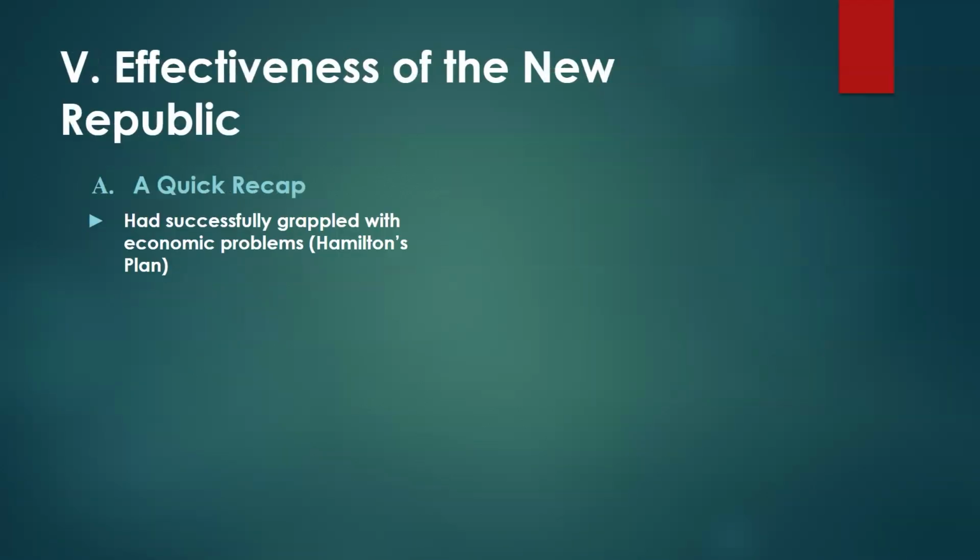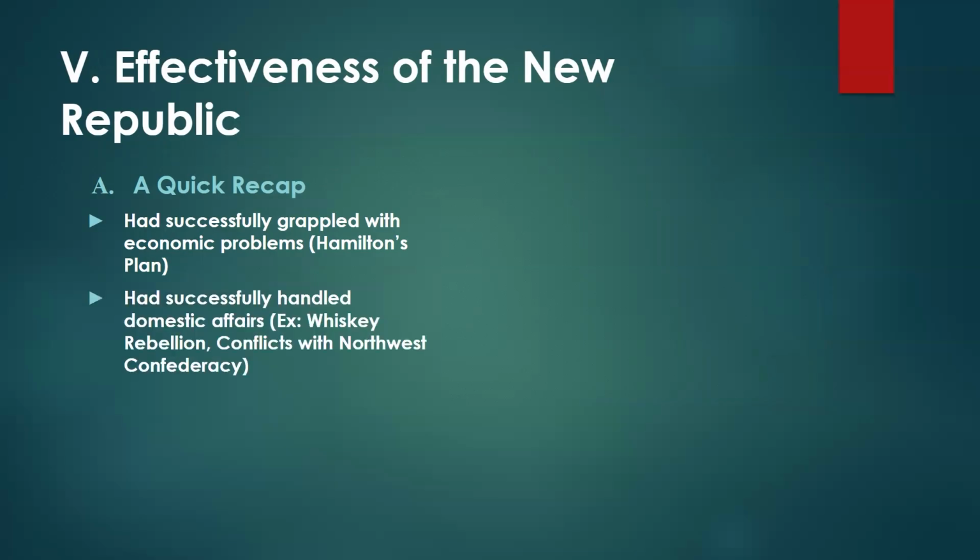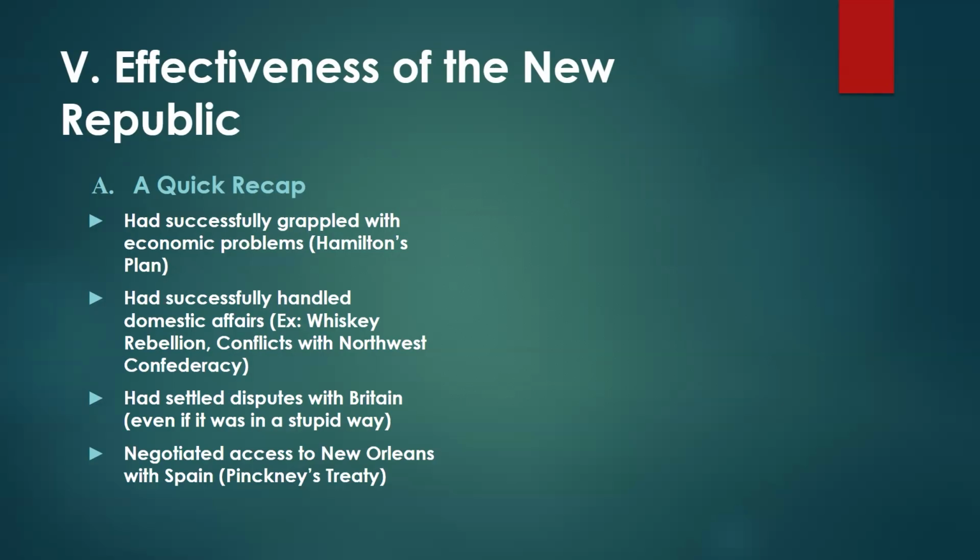All right, so let's recap what all we saw. Throughout the first administration of this new republic created by the Constitution, the U.S. had managed to grapple with some of their economic problems through Hamilton's economic plan. They also managed to effectively handle some domestic affairs, things like the Whiskey Rebellion and their conflicts with the Northwest Confederacy. And they'd also managed to settle their international affairs. On one hand, with Jay's Treaty, they handled their disputes with Britain. Even if it was in a pretty stupid way, they did manage to come to some negotiations with Britain, demonstrating that their new government was effective in dealing with diplomacy. And they also successfully negotiated access to New Orleans with Spain and settled that border dispute under Pinckney's Treaty.